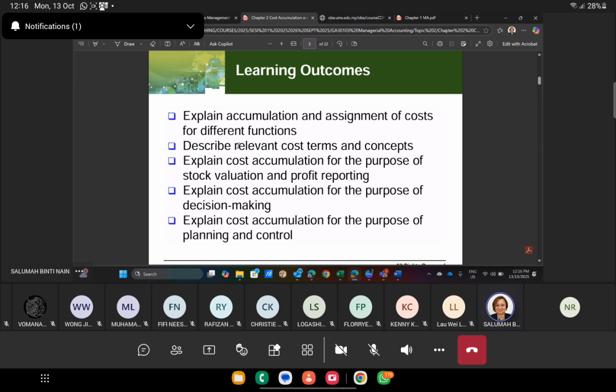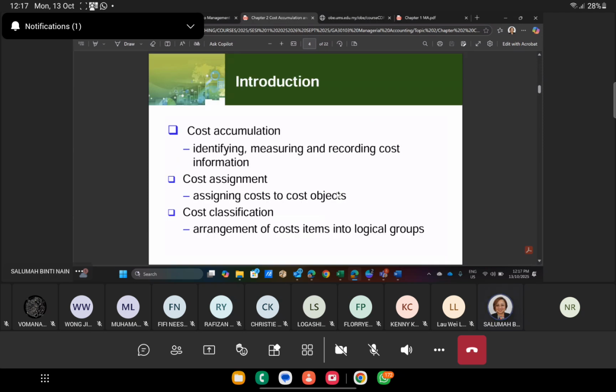Okay, some of the books call it relevant costs or irrelevant costs. And then cost accumulation for the purpose of stock valuation and profit reporting, cost accumulation for the purpose of decision making, and finally planning and control. So these are the 3 purposes covered in your learning outcomes.